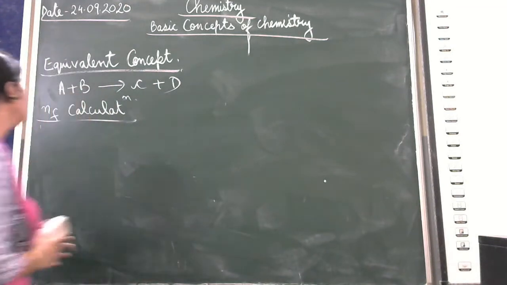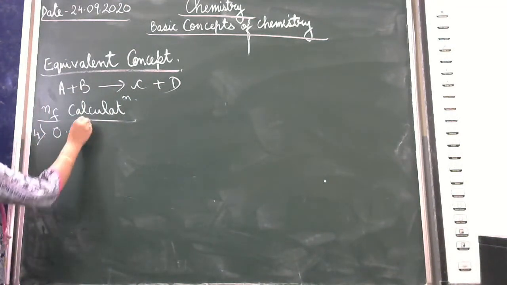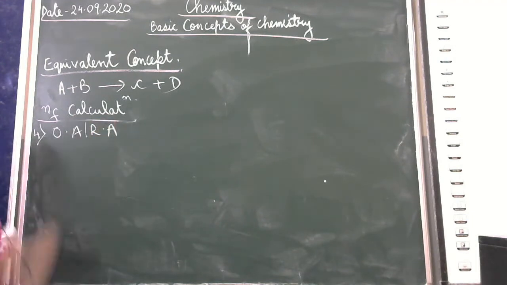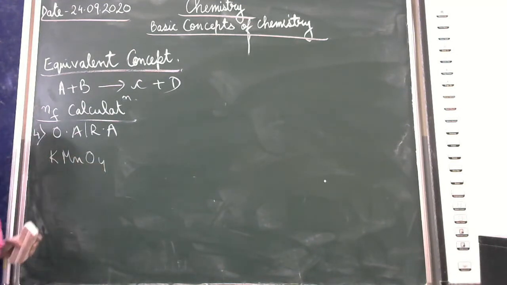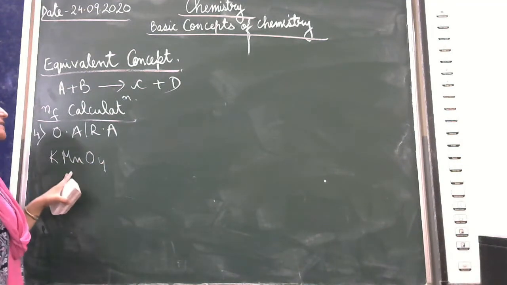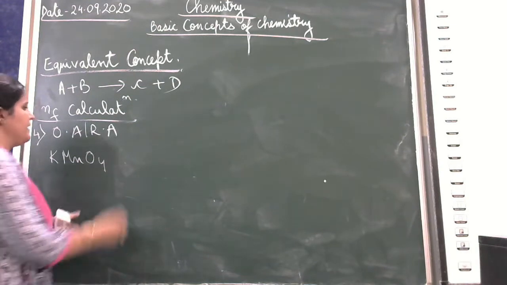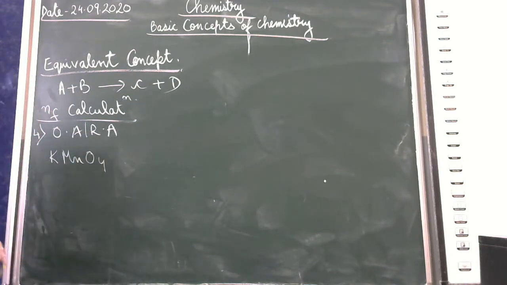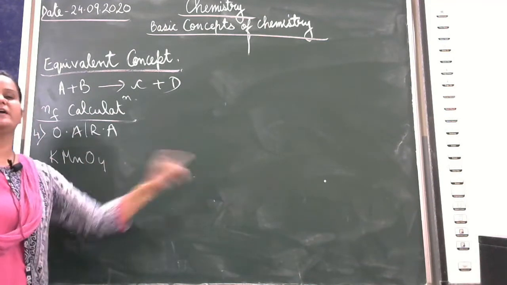Now how to calculate n factor for an oxidizing agent or reducing agent? For example, if we take an oxidizing agent KMnO4, potassium permanganate. This is a strong oxidizing agent. You know what an oxidizing agent is? The oxidizing agent is one which will oxidize the other substance and itself get reduced.